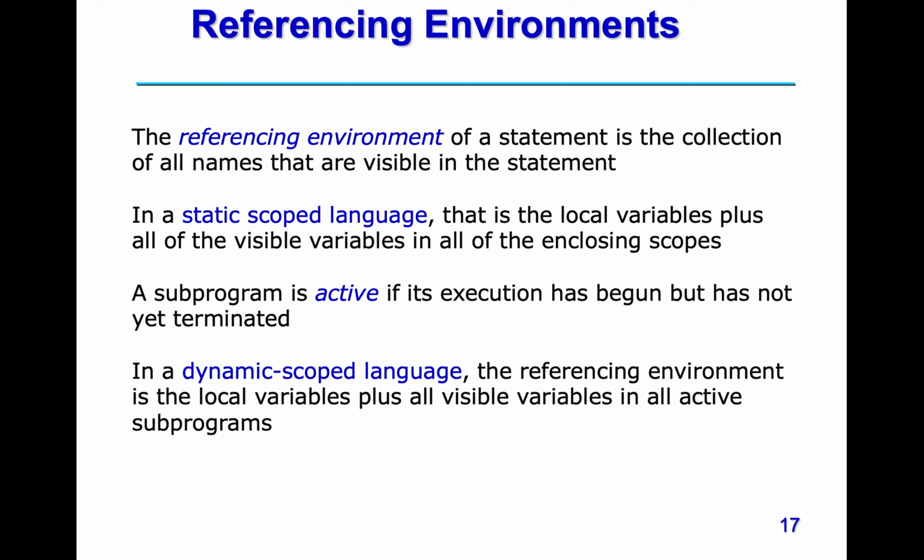So we also have this concept called a referencing environment. And so it kind of overlaps with the concept of scopes and scoping. So the referencing environment is a collection of all the names that are visible in a statement. Well, okay, so it's the environment for which the statement is visible, aka the scope. So in static scope languages, that's the local variables plus all of the visible variables in all of the enclosing scopes. So that's really the referencing environment. And you're like, what? So the static scope is inside of the reference environment.